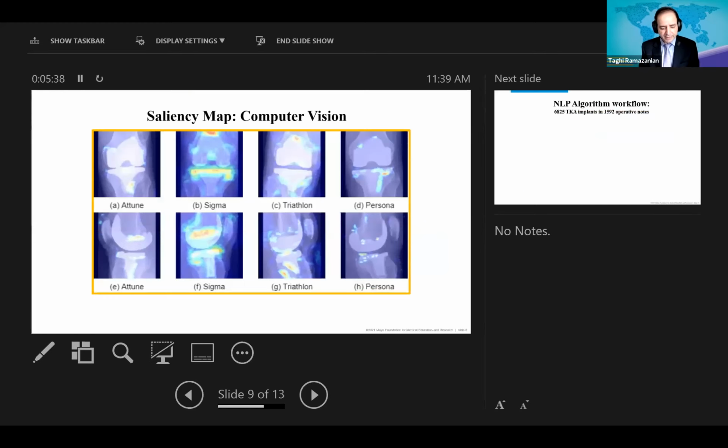Sometimes we hear that AI is a black box and we don't know what's happening inside the model. This figure actually shows the saliency map of the images and what areas of the images are looked at by the model to classify implants. As you can see in front and side views, the model is looking for specific features of each implant to categorize it into one of the 4 categories.